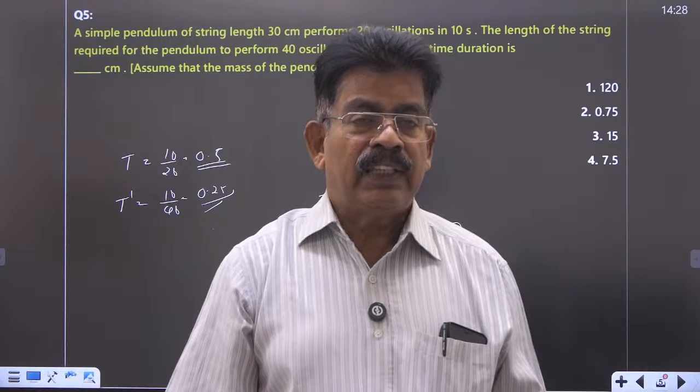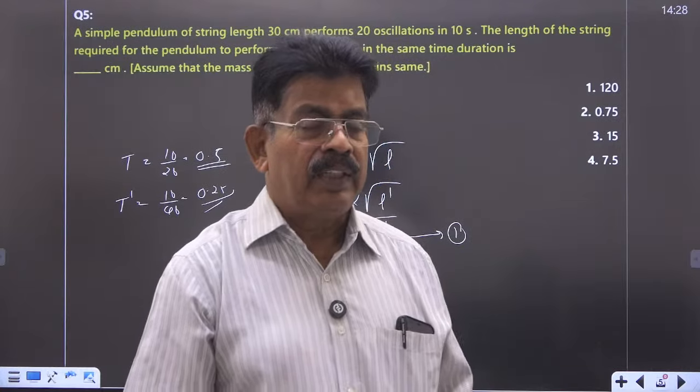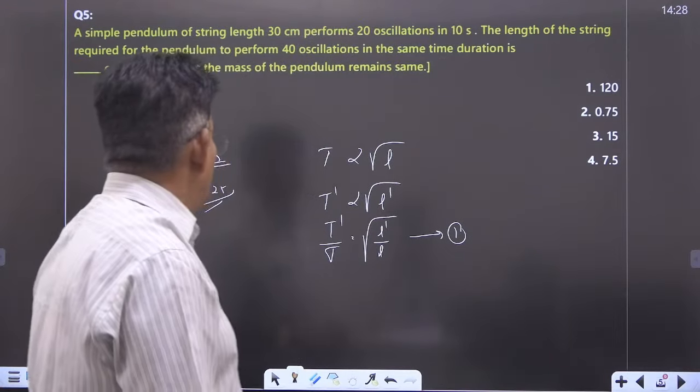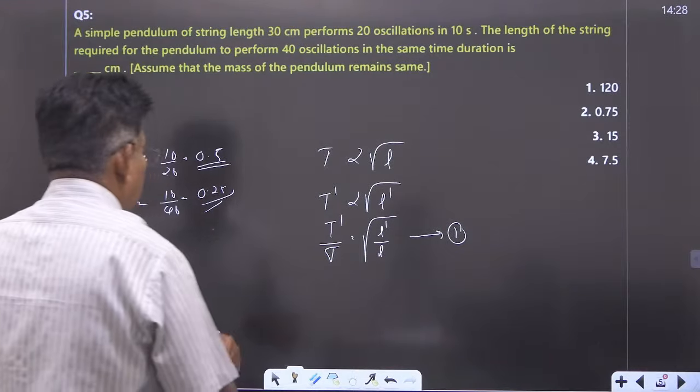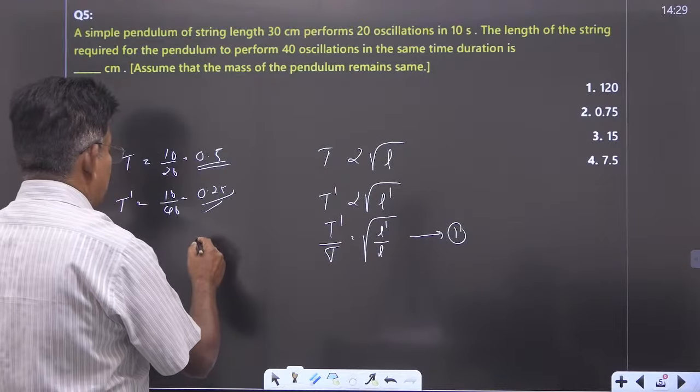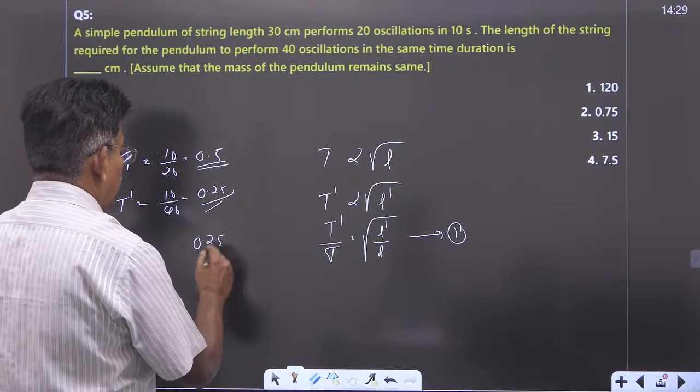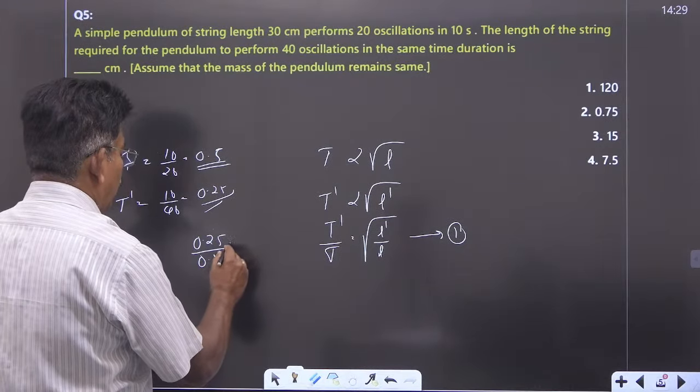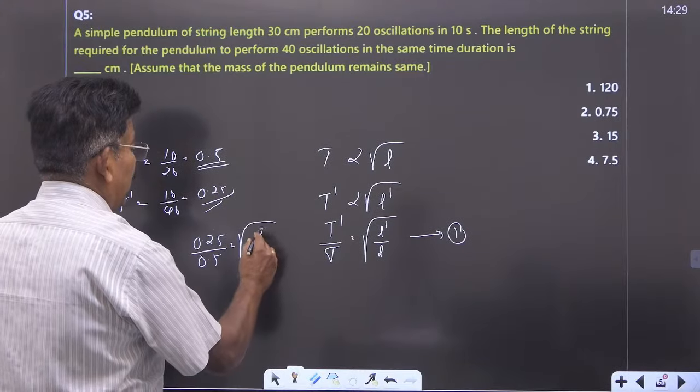40 oscillations in 10 seconds. 1 oscillation is 10 by 40, that is 0.25. Now we can directly come over here. T dash is 0.25, divided by 0.5. Root of L dash you have to calculate.